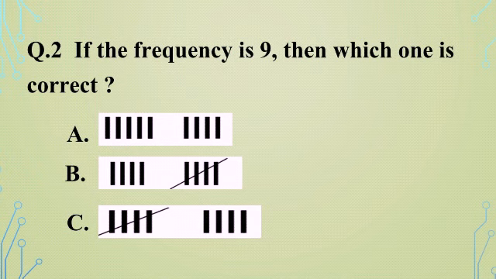So you know why we are using tally marks, why we are learning tally marks, because tally marks are one of the best ways of representing any data. So you know the rule of giving tally marks, so you have to choose the correct answer among A, B and C. What will be the correct answer? Choose it and give the answer in my comment section.